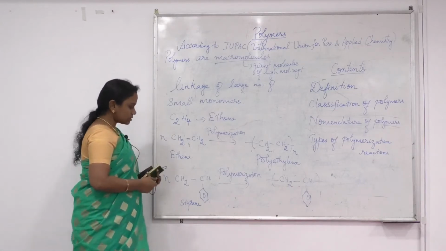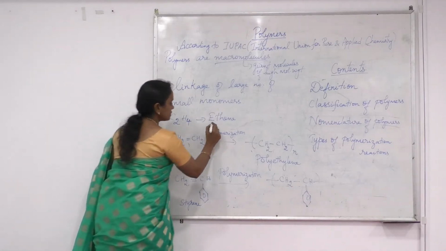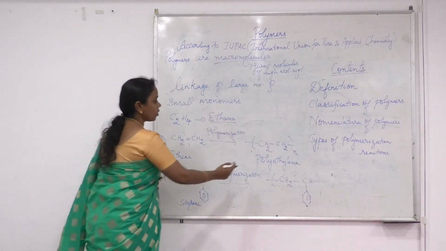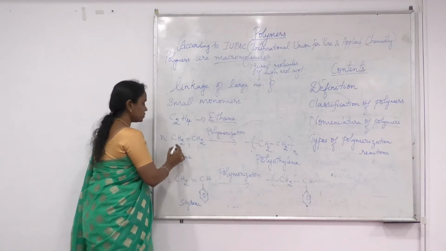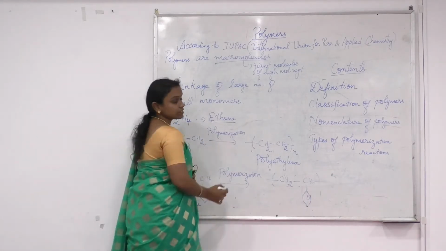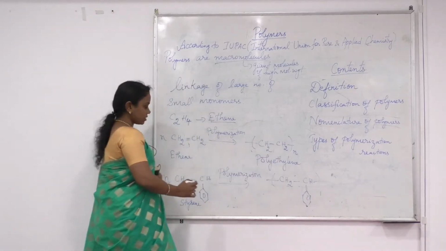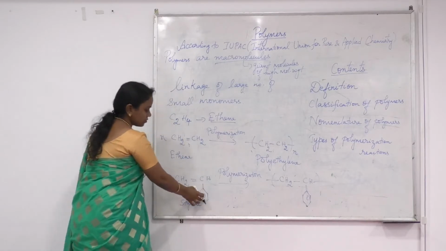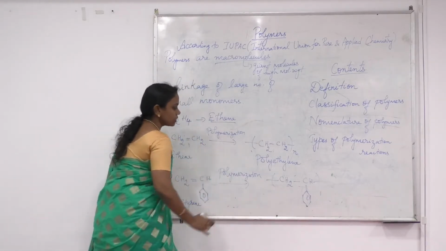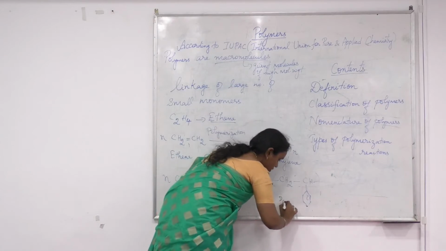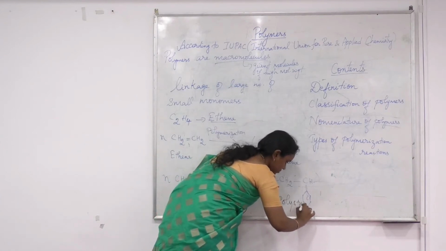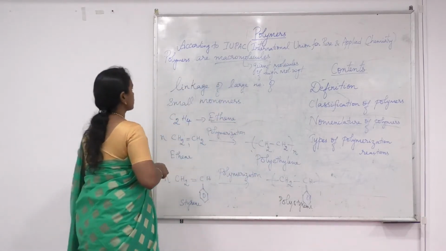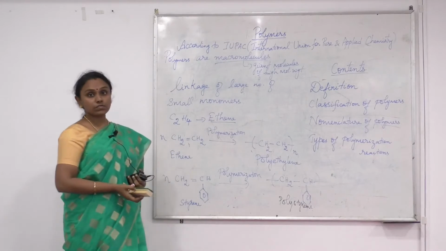For example, consider a small molecule such as ethene. When this ethene undergoes polymerization reaction, it forms polyethylene. So, this is our ethene molecule, CH2 double bond CH2. This on polymerization gives polyethylene. Another example is styrene, CH2=CH with a phenyl group. This undergoes polymerization reaction and forms polystyrene. So next we see the classification of polymers.